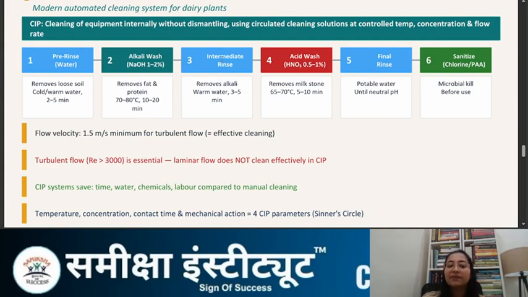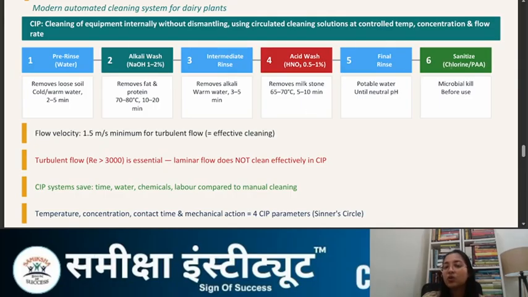Then we will go for an intermediate rinse, because we want to remove the leftover alkali also using warm water. Then again we will go for an acid rinse using nitric acid 1 to 2% at 65 to 70 degrees Celsius, because it will remove milk stones. Then we will remove the remaining acidic water using potable water until there is neutral pH, so that we will know that all of the acid has been removed.